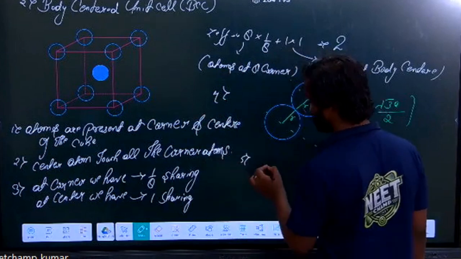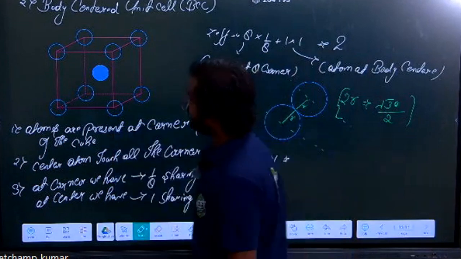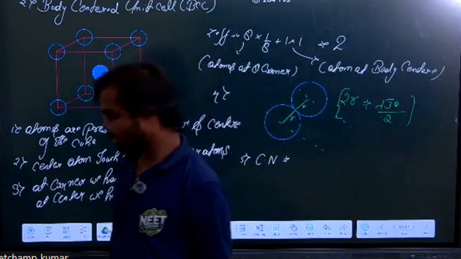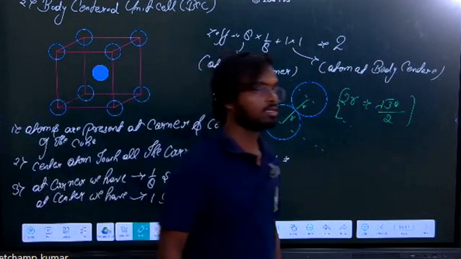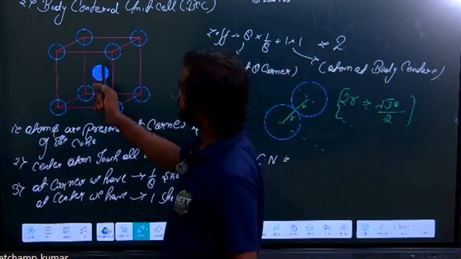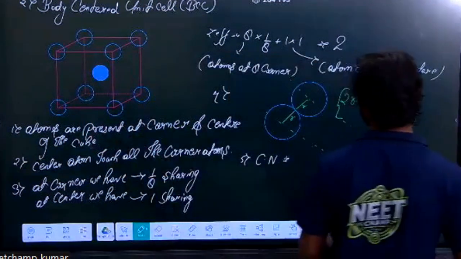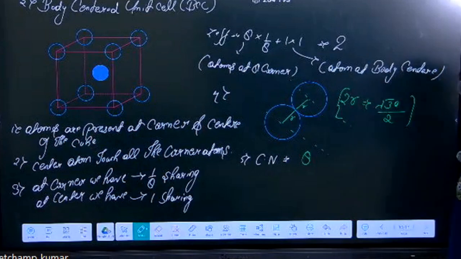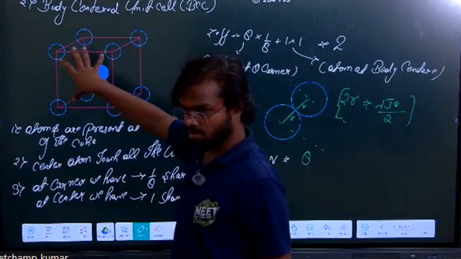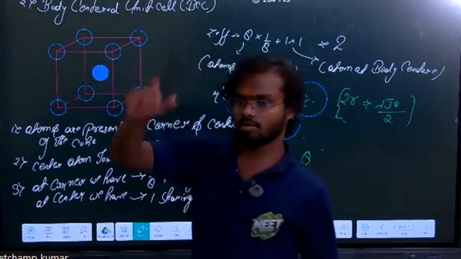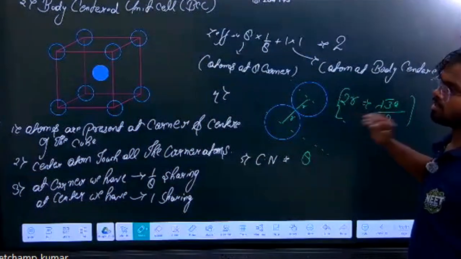Now next, the last important point is coordination number, like how many atoms are touching each other. So if you see, there is an atom at the center. How many atoms are touching the atom which is present at the center? This atom is going to be touched by all the 8 atoms, right? All the 8 atoms which are present at the corners. So the coordination number here is 8, because this atom is going to be touched by all the atoms, right? Okay, so this is about the body centered unit cell.